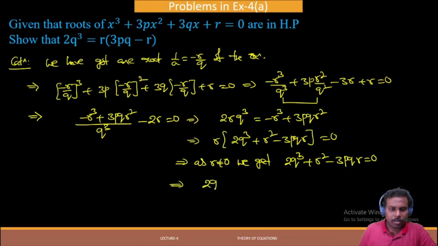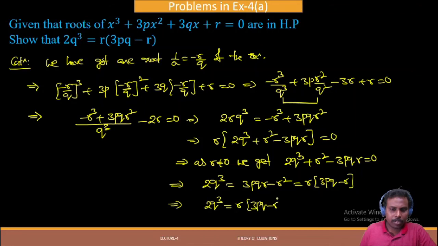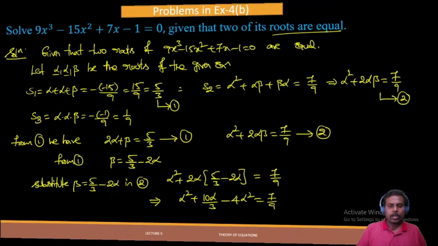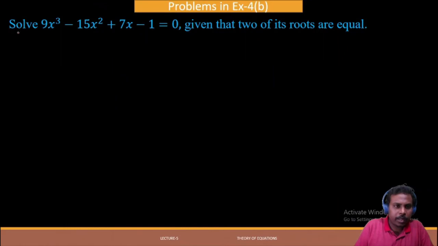So this implies 2q cube is equal to 3pqr minus r square. So that is equal to r, if I take common, it is 3pq minus r. So what do we get? So 2q cube is equal to r into 3pq minus r, which is the required condition that we have to prove. Okay, let us continue the problem in the next page.